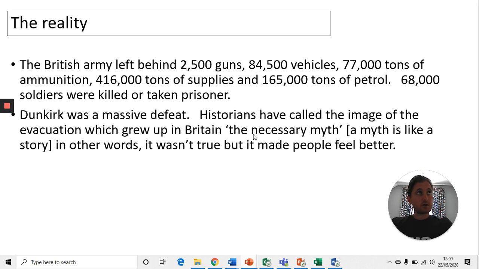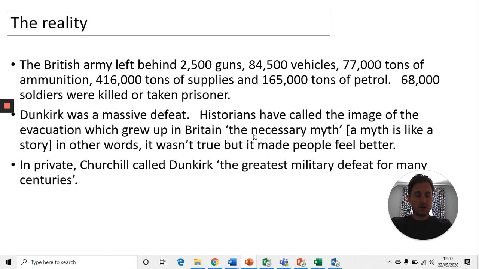And Dunkirk has been created as kind of a myth that grew up in Britain. The myth was created that we saved all these soldiers and it was a success because during the war, people needed to feel better. As I mentioned before, they needed to have that morale. But reality was it was a massive defeat. And actually in private, Churchill said Dunkirk was the greatest military defeat for many centuries.